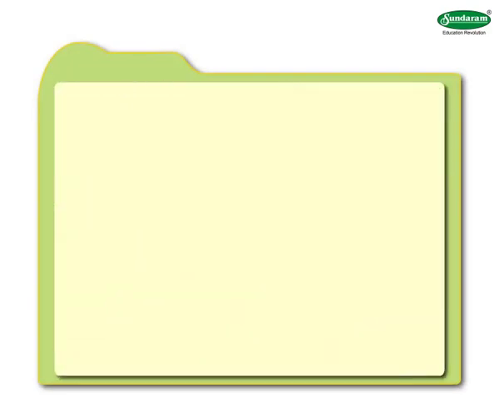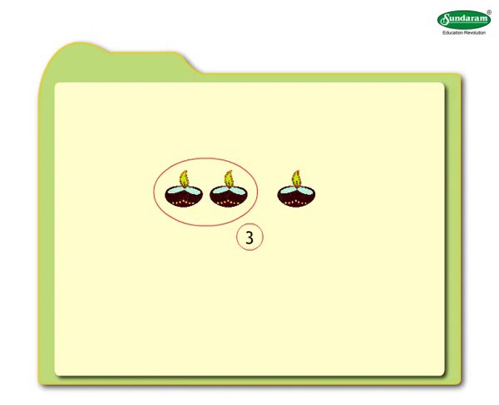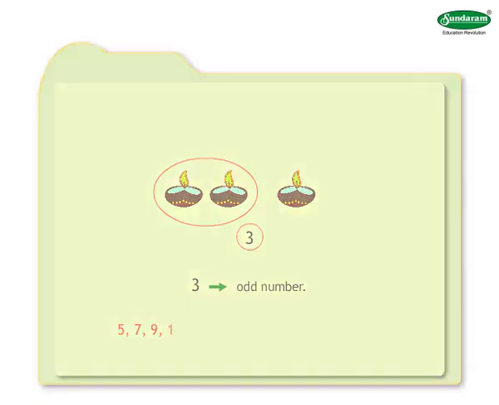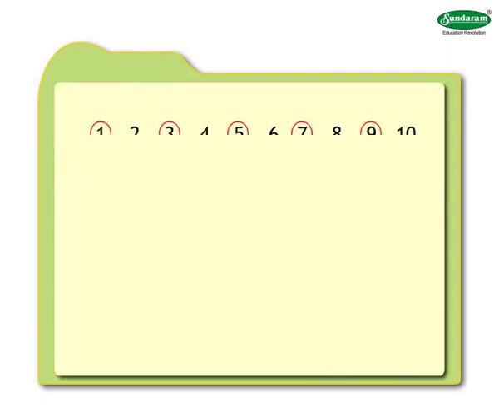Consider the next circled number, 3. Make groups of 2 from 3 objects. One object is left by itself. Hence, 3 is an odd number. Similarly, all these circled numbers, that are 5, 7, 9, 11, 13, 15, 17, 19, including 1 and 3, are all odd numbers.